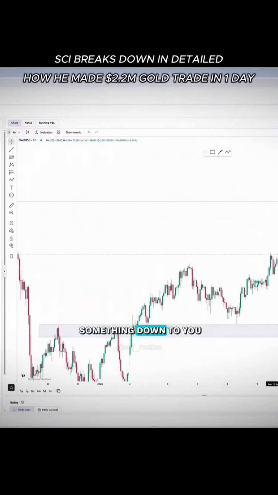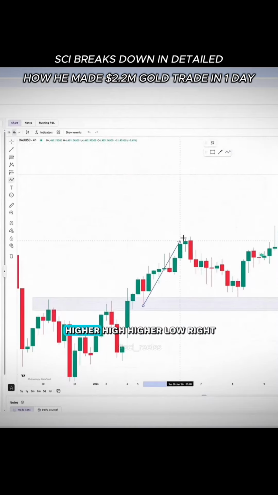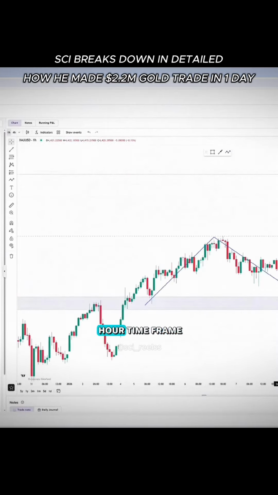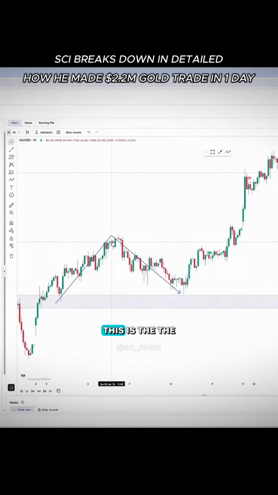I just want to break something down to you guys, right? Matter of fact, let's go back. So higher high, higher low, right? And then let's go back to the 1-hour time frame. So as you can see here, this is what the 4-hour looks like. There's candles going up in green, candles going up in red. This is what the 1-hour looks like inside of that 4-hour. So the blue line is the 4-hour time frame.